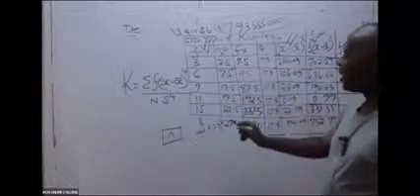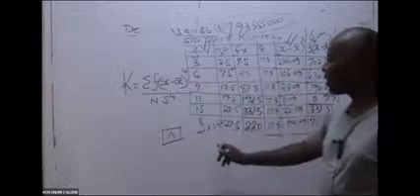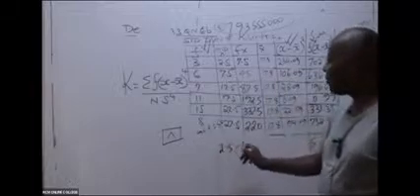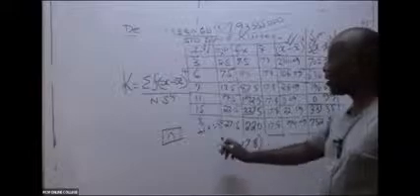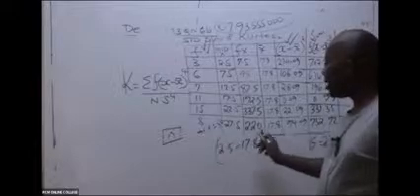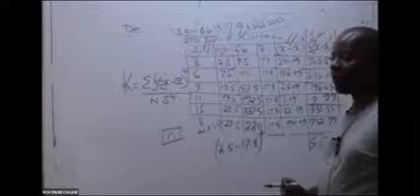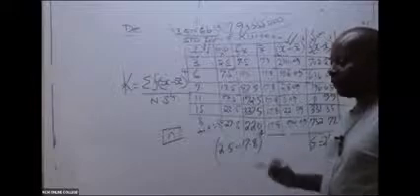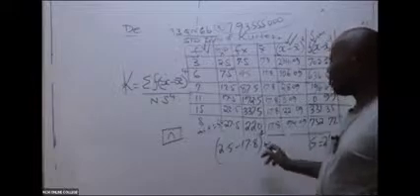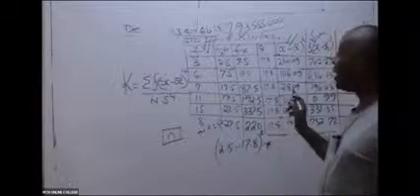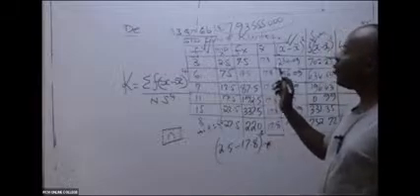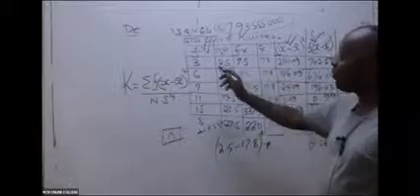X minus x bar, this is 2.5 minus 17.8. Whatever we get, raise it to power 4. Then from there, whatever you get, you multiply with the frequency.